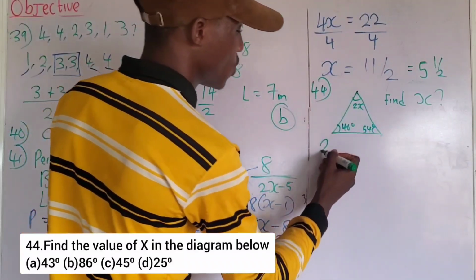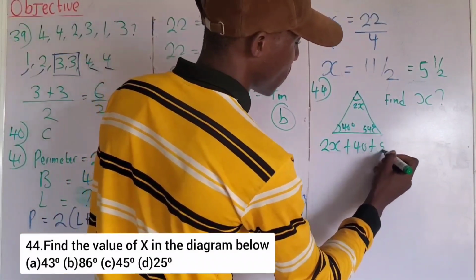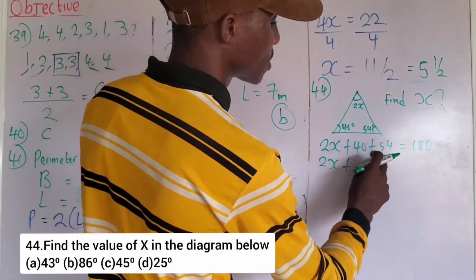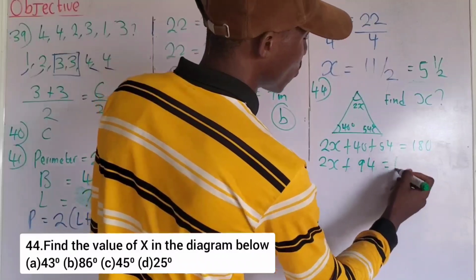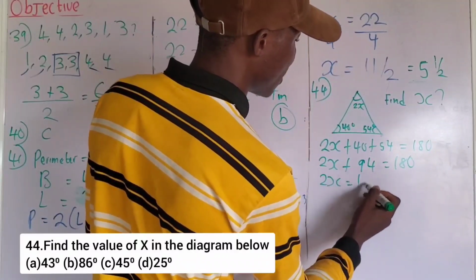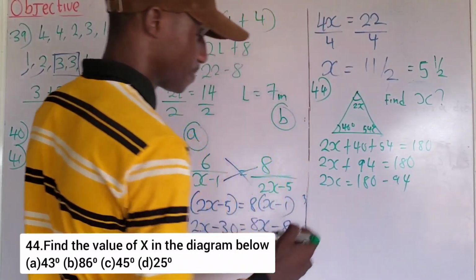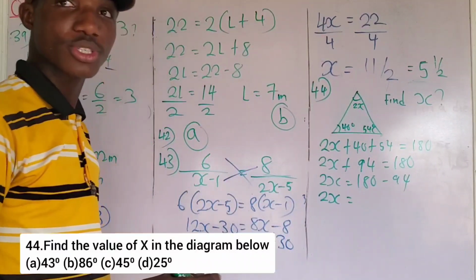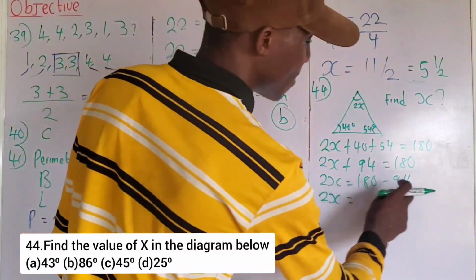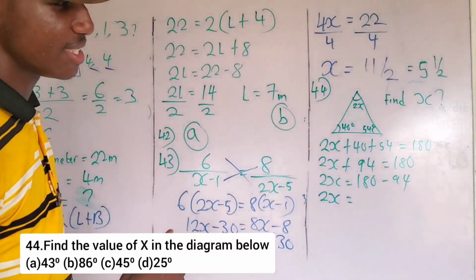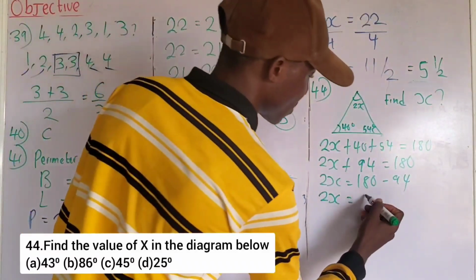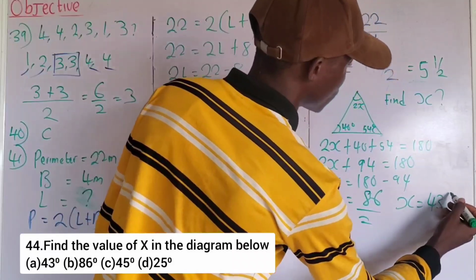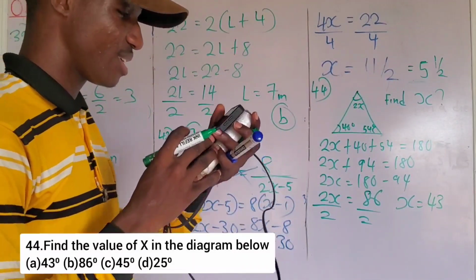So you can easily proceed like this: 2x plus 40 plus 54 is equal to 180 degrees. 40 plus 54 is 94. So 2x plus 94 is equal to 180 degrees. 2x is equal to 180 minus 94. Now please pay attention. The goal is to determine the value of x. 180 minus 94 is 86. So I'm going to have 86 divided by 2. x is equal to 43. So the value of x is 43.